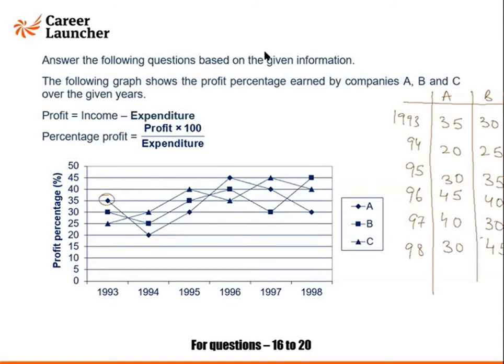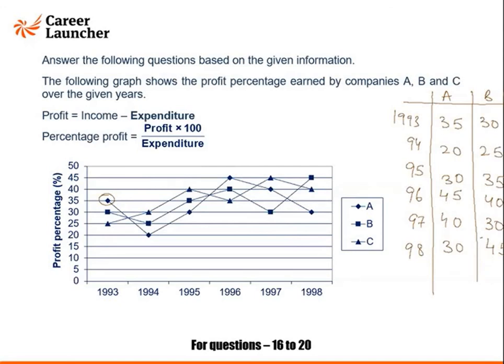C is the triangle, which started with 25. Then we move to 30. Then we move to 40. Then we move to 35. Then we move to 45. And then finally we move to 40. This is the table. Right, guys? I hope the values are fine.